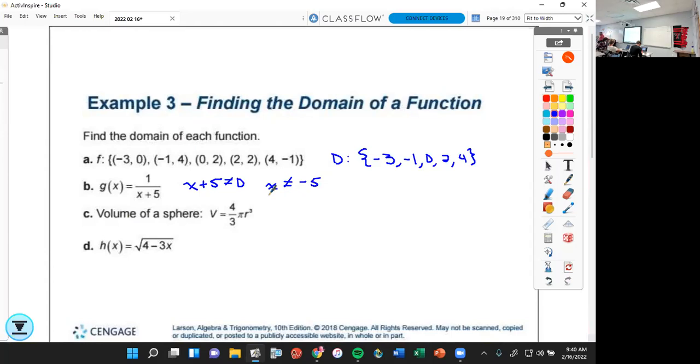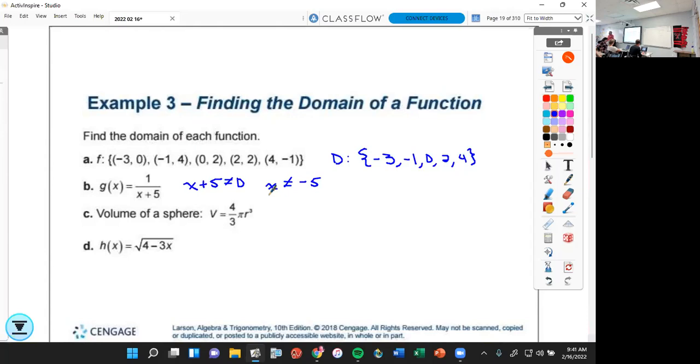Part C, the volume of a sphere, V is equal to 4/3 pi r cubed. How many variables do you see in V equals 4/3 pi r cubed? 2, and they are V and R. Okay. What is the domain of this? R can be anything? Is this like the actual formula for volume? That is the volume of a sphere, yes. What is the domain? Think about it. Think about a sphere.